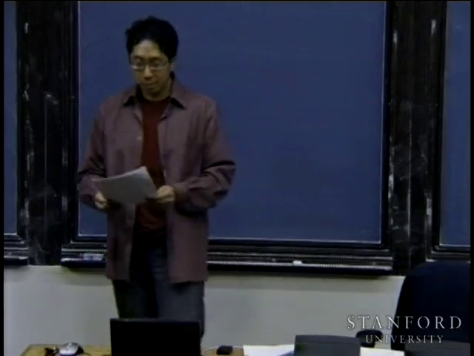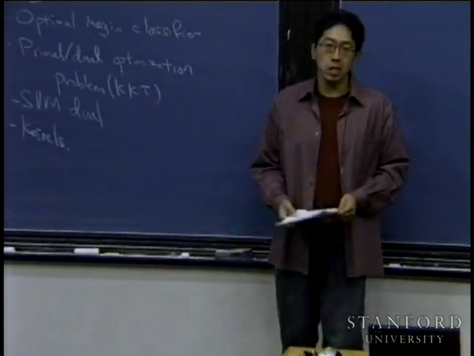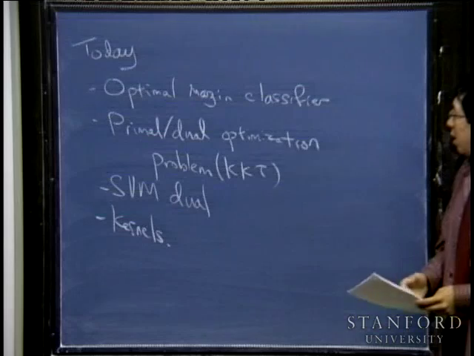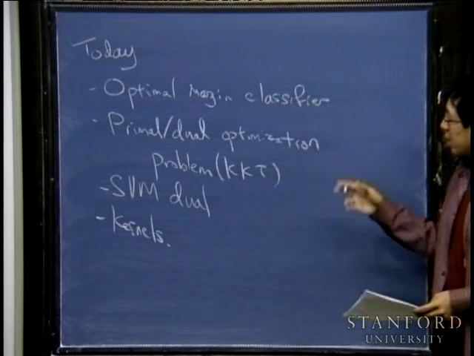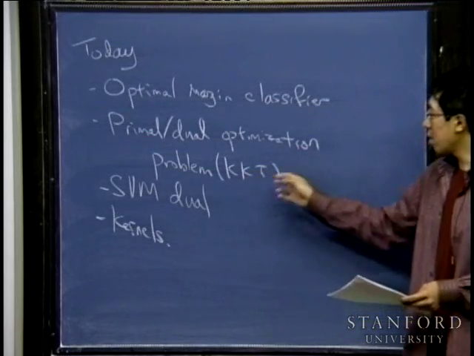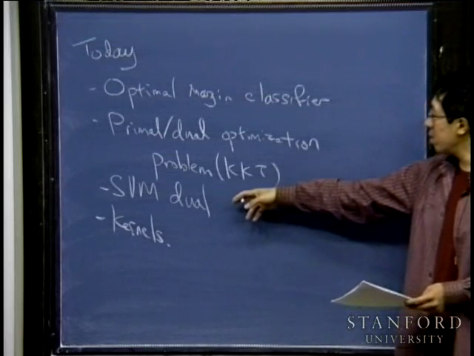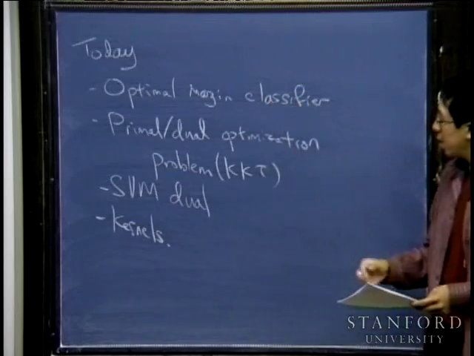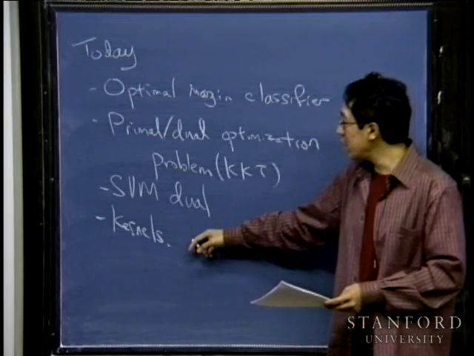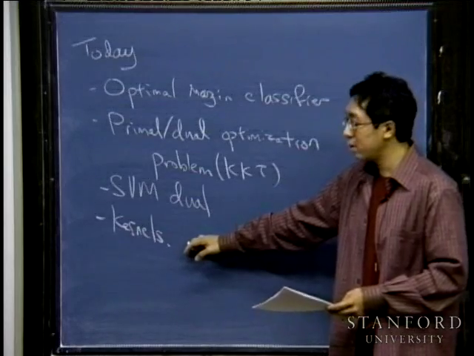So, welcome back. What I want to do today is continue our discussion on support vector machines. In particular, I want to talk about the optimal margin classifier. Then we'll take a brief digression to talk about primal and dual optimization problems, and in particular, what's called the KKT conditions. And then we'll derive the dual to the optimization problem that we have posed earlier. That will lead us into a discussion of kernels, which we'll just get to say a couple of words about, but which I'll do properly only in the next lecture.